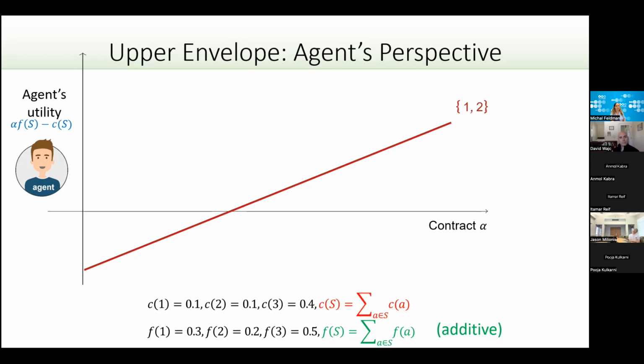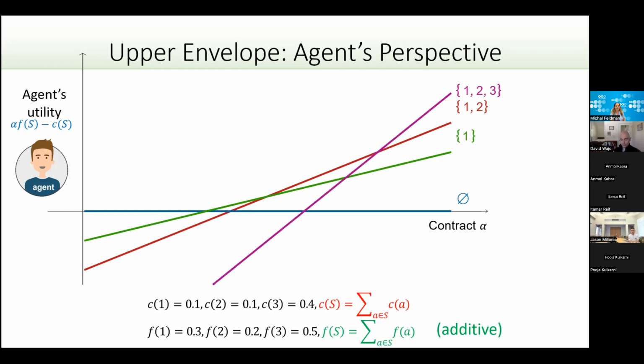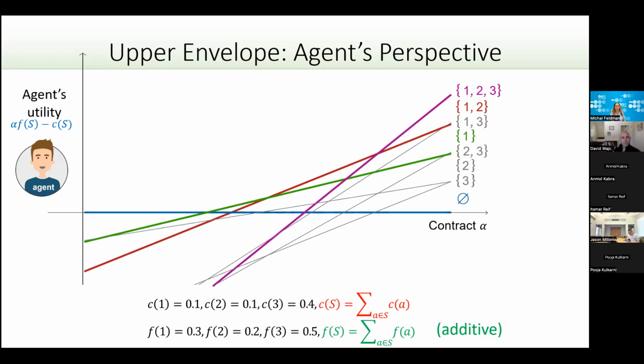Now, we can already observe that for a fixed set of actions S, the agent's utility is just a linear function of alpha. For example, for the set of actions 1, 2, we can draw the agent's expected utility. Of course, if alpha is 0, then the agent has negative utility, incurring cost without getting anything. As alpha increases, the agent's utility increases linearly. At some point, it's better for the agent to take actions 1 and 2 than to do nothing. This is the curve for doing nothing, the empty set. From this point on, it's better to do actions 1 and 2, but maybe doing just action 1 is better than both. For example, in this region, doing action 1 is better than both, and we can draw the linear curves for all sets of actions.